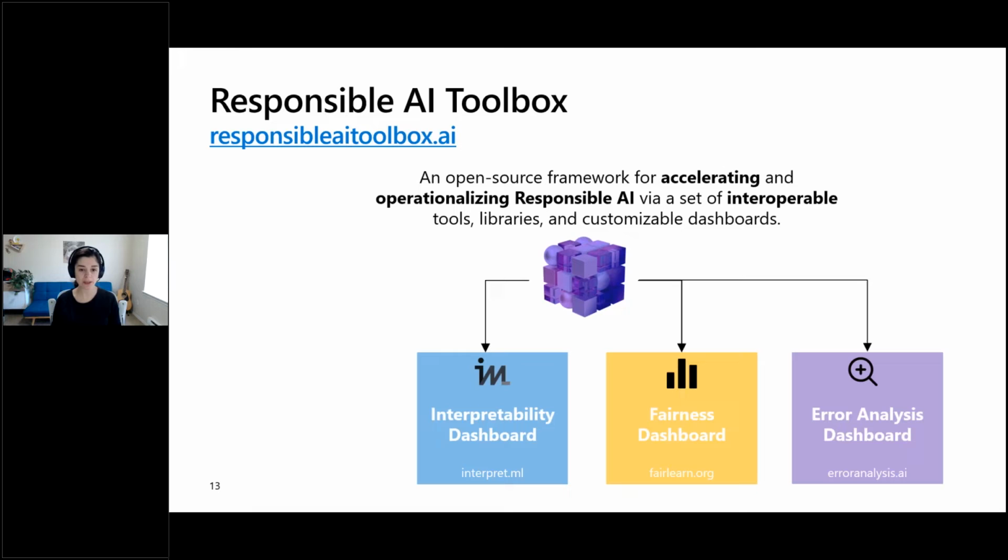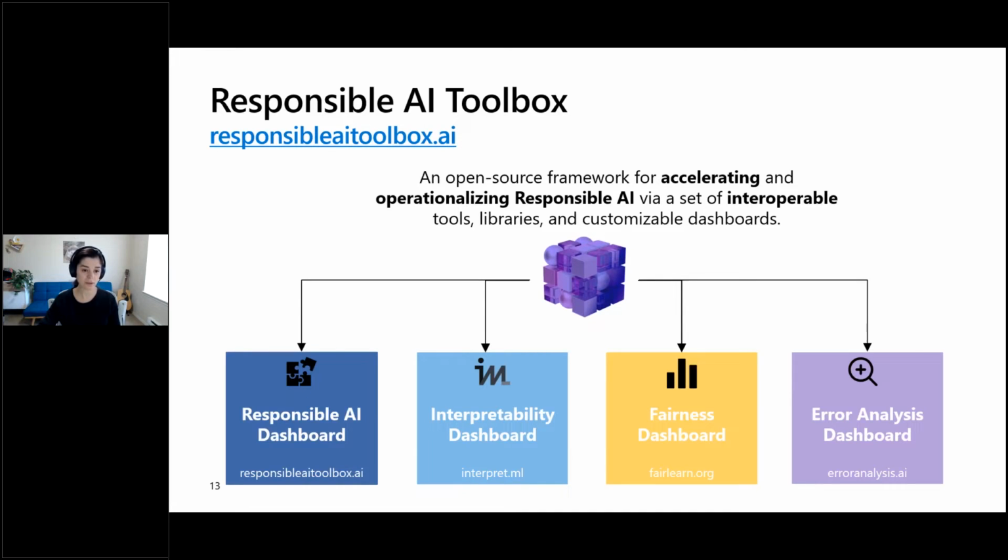So, as many of you may already be aware, there exist several dashboards that are already in our open source repository, which are the interpretability dashboard, the fairness dashboard, and the error analysis dashboard. And as I mentioned earlier, we noticed that there are a lot of connections between these problems on interpretability, fairness, and error analysis. And therefore, in the last 6 months, we have worked on building a single pane of glass, which is the Responsible AI dashboard that contains many of these functionalities together. And that's what we're going to demo later.